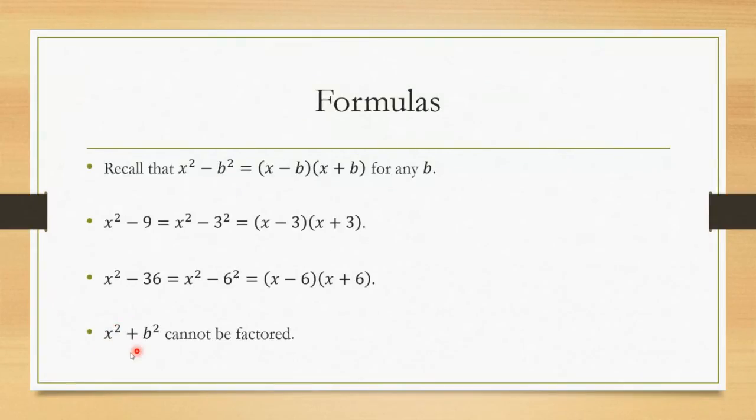Note that if you have a sum, x squared plus b squared, so here we have a sum of perfect squares, it turns out you can't factor this, mostly because we're not dealing with complex numbers. So you cannot factor this.